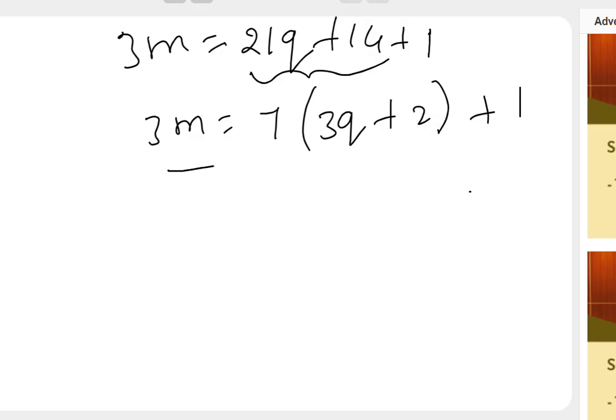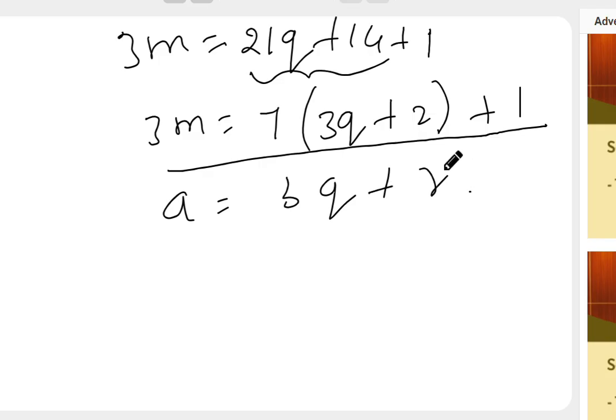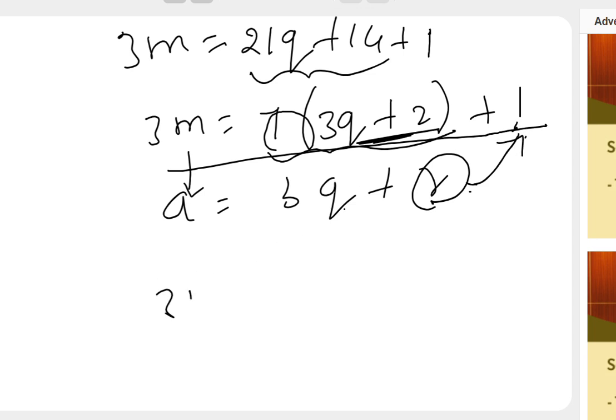So now this is in the form of division algorithm formula, that is A is equals to B into Q plus R. So here A is the dividend, B value is this one, 7, and Q value is this quotient and R is the, what is the R value now? In place of R what is there? 1. So when 3m is divided by 7 the remainder will be 1. This is the answer for the first question.